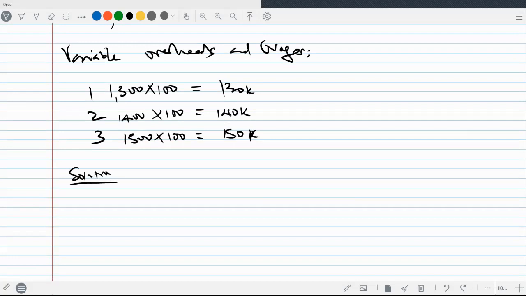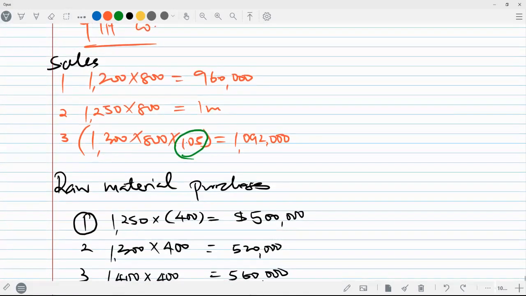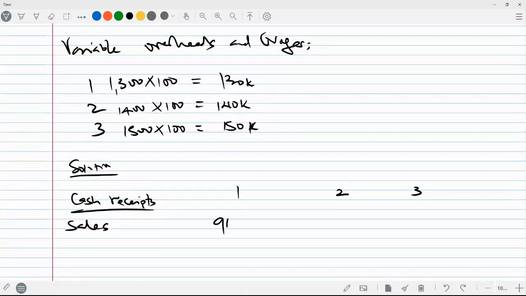We need to get the cash balance for each of the month. So January, I represent as 1, February, and March. Okay. So you can begin the cash receipts or cash inflow. First cash inflow will be from sales, which we done working for that already. So working for sale, 960, 1 million, and 1092. Any other cash inflow?